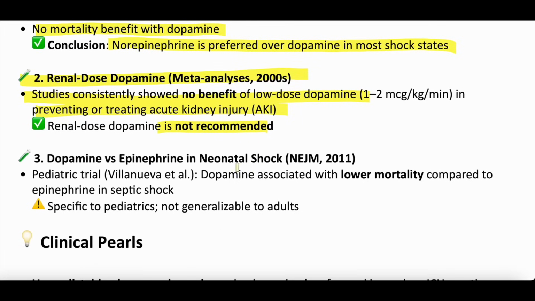There's a dopamine versus epinephrine in neonatal shock trial published in the New England Journal of Medicine in 2011. Dopamine was associated with lower mortality compared to epinephrine in septic shock. But this is specific to pediatrics and not generalizable to adults. We don't take care of pediatric patients, so we don't know all the details of that, so we're going to cross it out, and you'll have to do more research on that yourself.